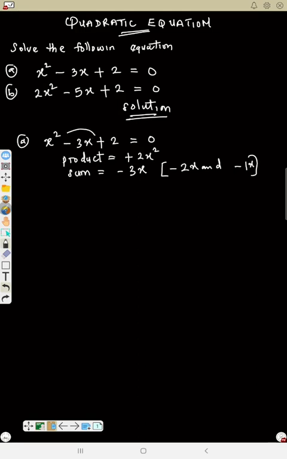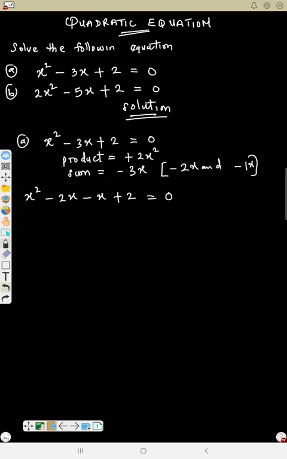So we can now replace the middle one by those two numbers, minus 2s minus 1s. So that means my question is now s squared minus 2s minus 1s plus 2 equals 0. So please study the signs. That's why I'm doing the signs separately.